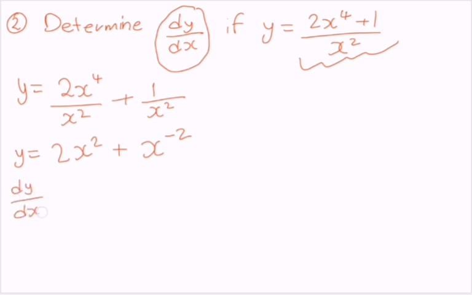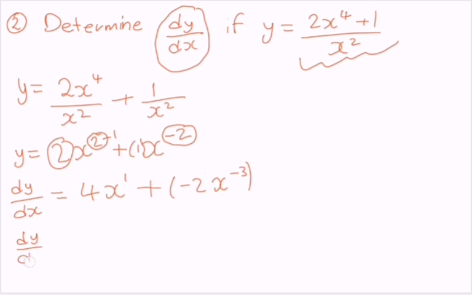Dy over dx will simply be 4x to the power of 1, because I'll be saying 2 times 2, which is 4, then 2 minus 1, which is 1, plus, then here I will be saying 2 times 1, it's negative 2. Then I'll be saying negative 2 minus 1, which is x to the power of negative 3. Okay, then dy over dx will simply be 4x minus 2 over x to the power of 3.